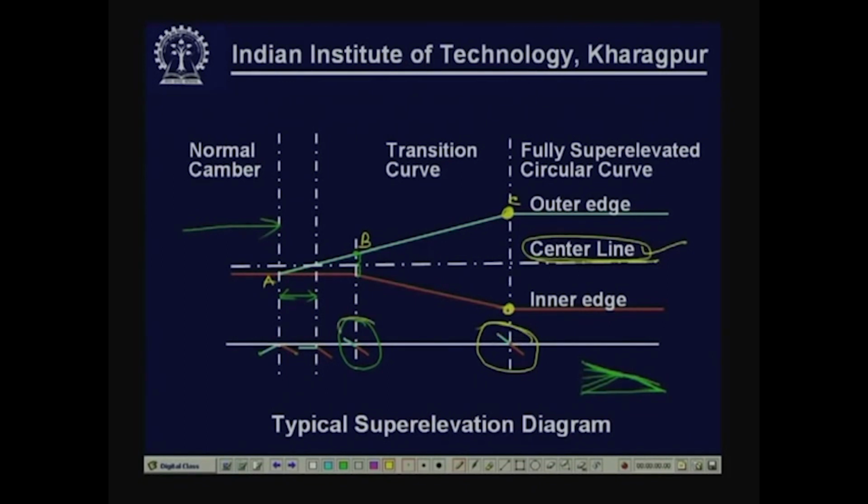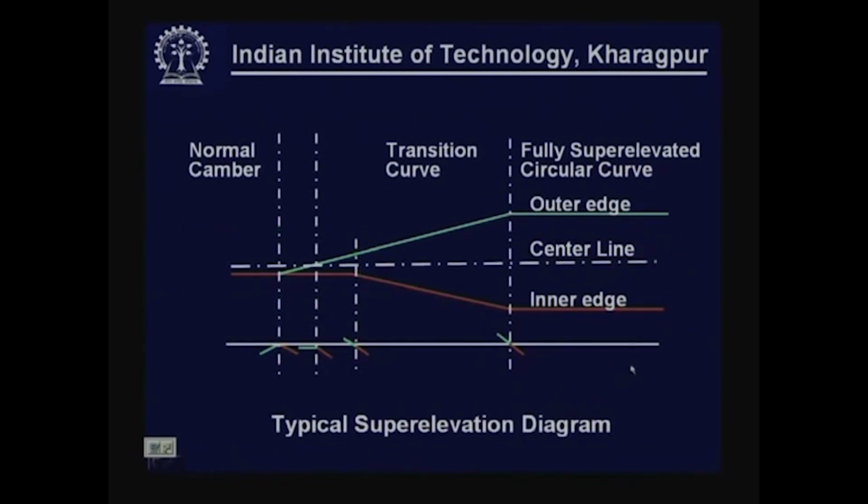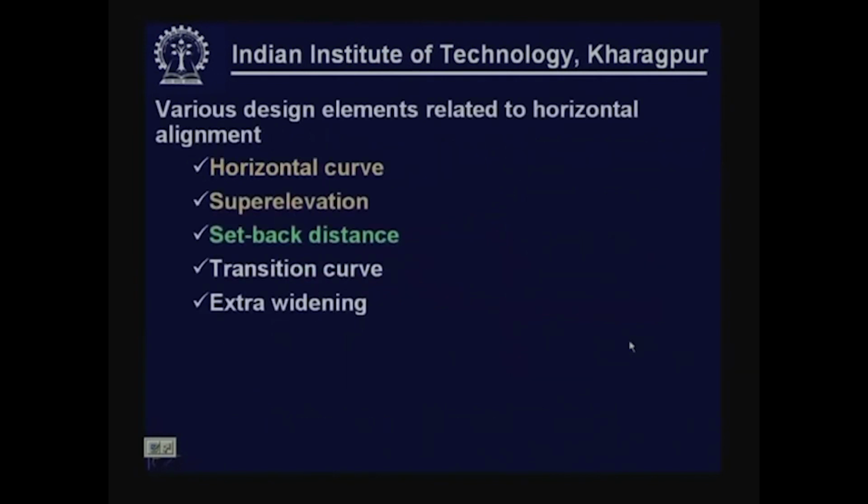So, at B also you have uniform slope, at C also you have uniform slope, but at B the slope is equal to the camber, and at C with further rotation we have obtained a slope equal to the required super elevation without changing the center line. So, that is a typical method that we have tried to indicate. Now, that completes our discussion about super elevation. Now, we shall go to the next element related to horizontal alignment, that is the setback distance.